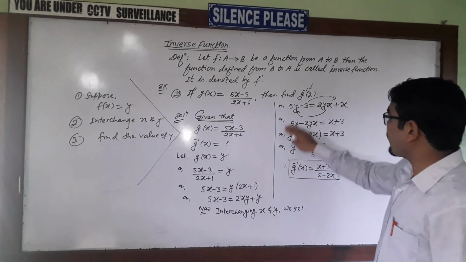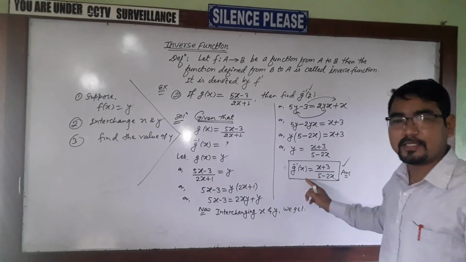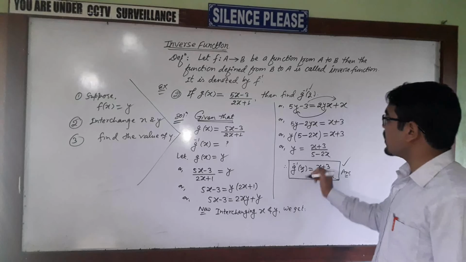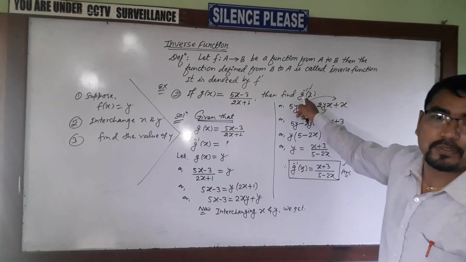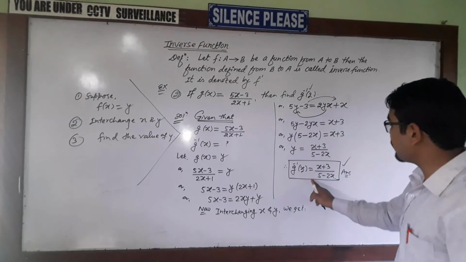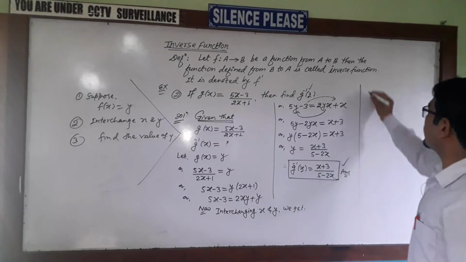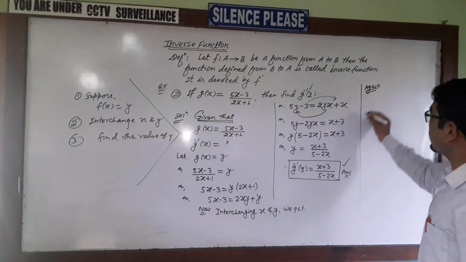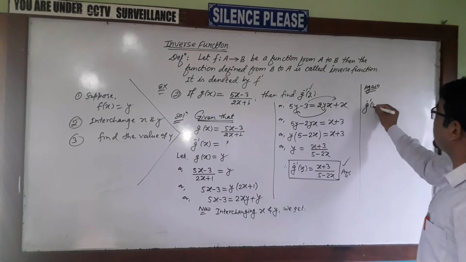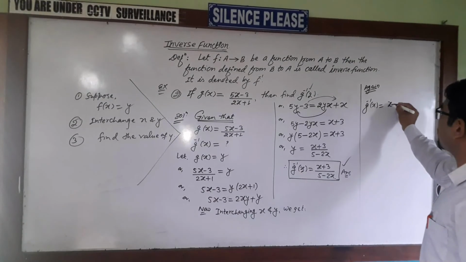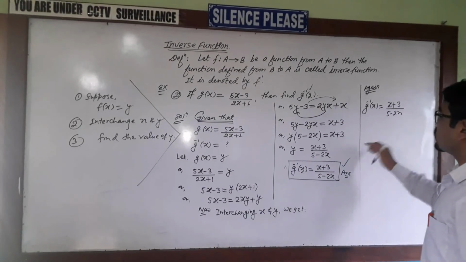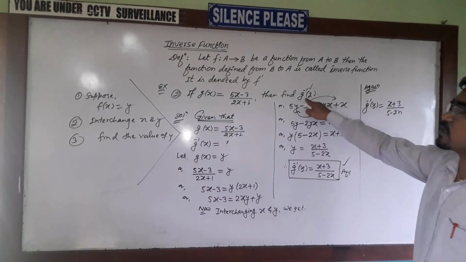you can find g inverse x like this. Then finally in place of x, you can substitute 2. So if this is asked, again g inverse x is equal to x plus 3 divided by 5 minus 2x, which is already given. In place of this x, we can substitute 2.